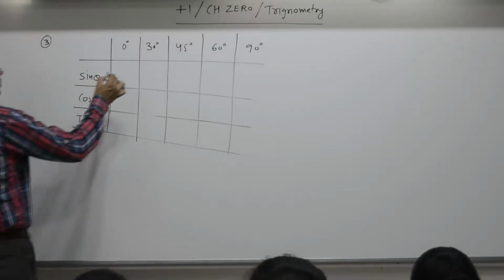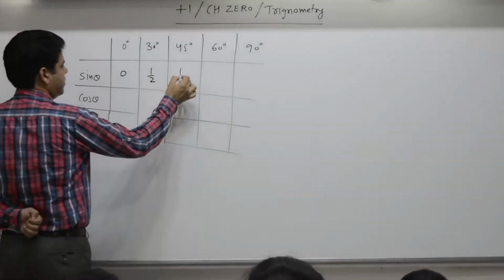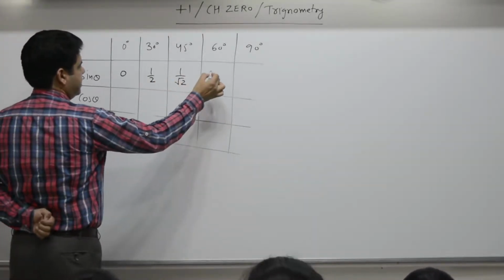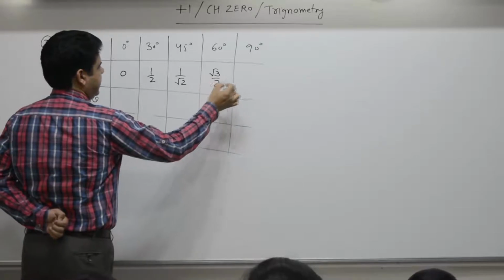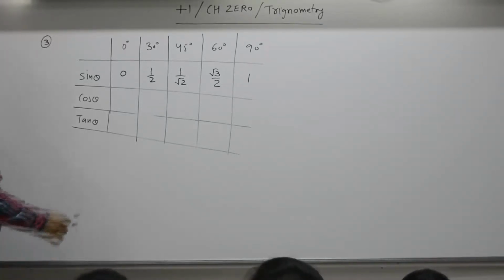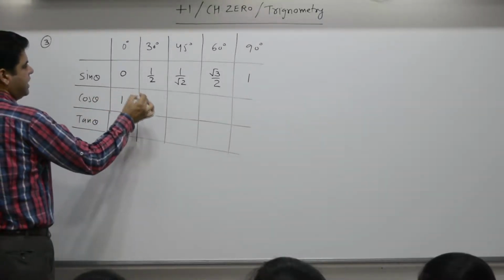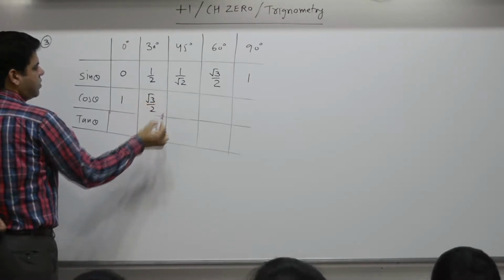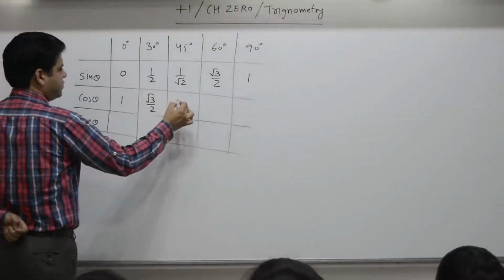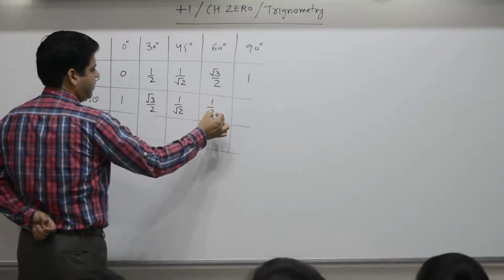Sine 0, sine 30, sine 45, sine 60, sine 90. So 0 to 90, we know sine, cos, and tangent. Cos 0, cos 0 is 1, cos 30, cos 45, cos 60, cos 90.